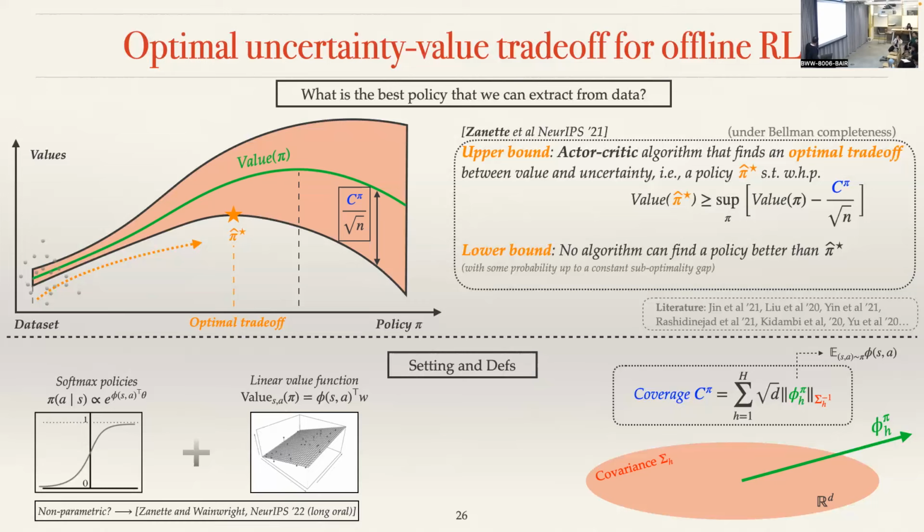I think what's important here, if you want one takeaway, is really how would a guarantee of an offline algorithm look like? It would look something like this, some trade-off between values. Of course, you want the highest value, but policies that have high value, you might be very uncertain about them. And so there's going to be some trade-off.